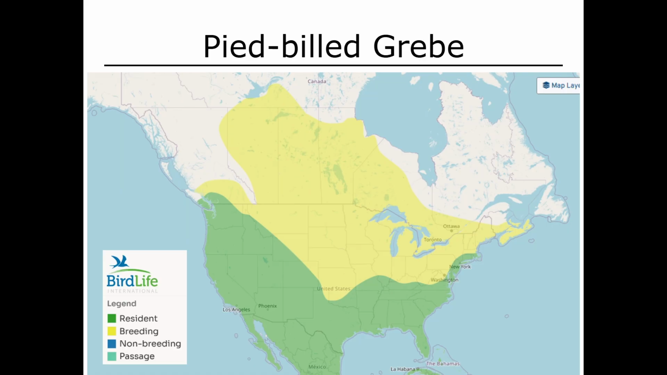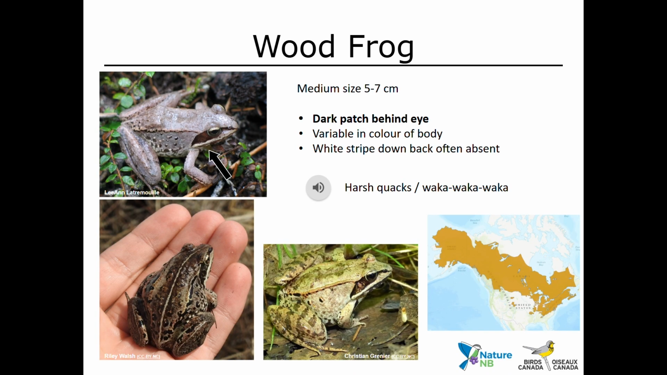And finally, let's switch gears and talk about the two amphibians for today. So one species that you are likely to hear in any kind of wetland is the wood frog. So it is a medium-sized frog, 5 to 7 centimeters long. And the most distinctive visual feature is the dark patch behind the eye.